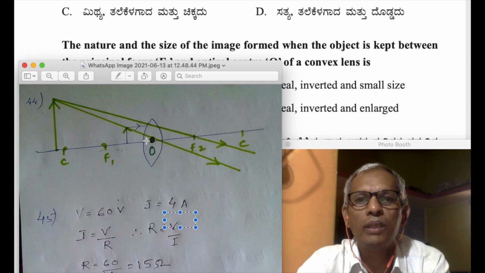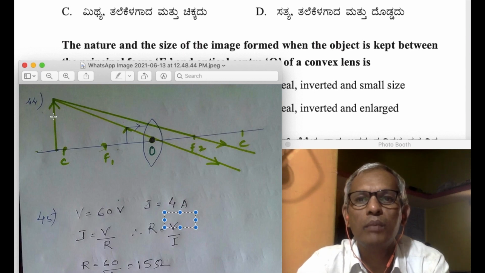So when we keep the object in between principal focus and optic center, see the ray diagram. Now the ray from the object is passing through the optic center. One ray you have to draw, from the top of the object, passing through the optic center, and draw it straight. Where the ray diagram ends, you draw the image. From the same you can draw another ray.